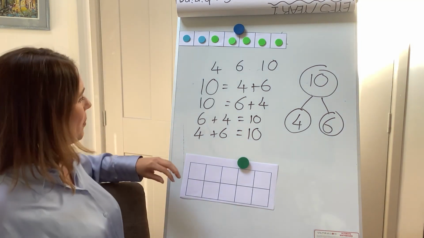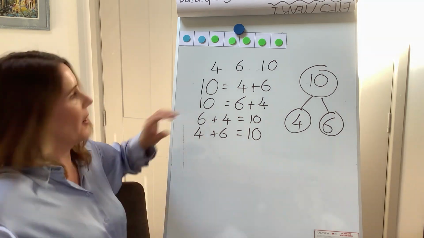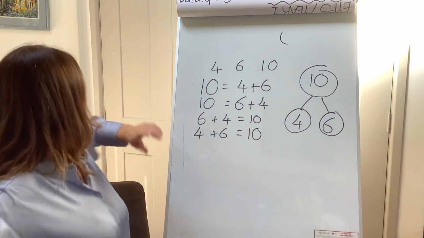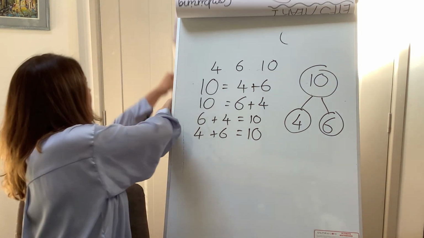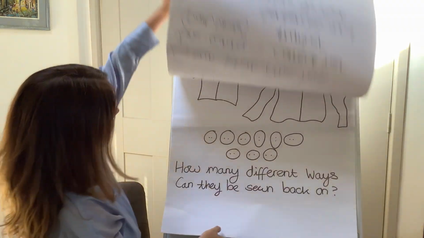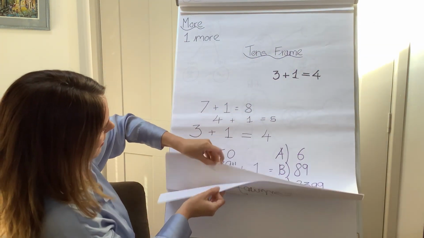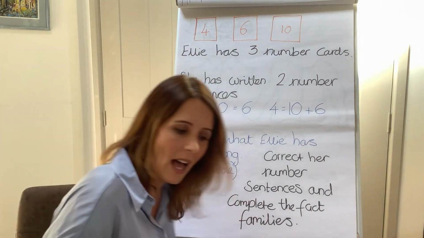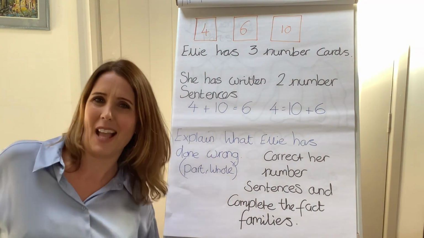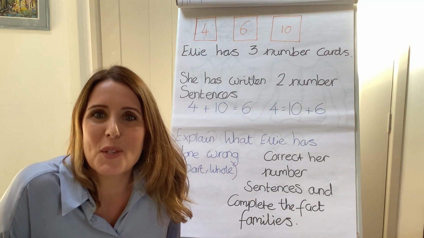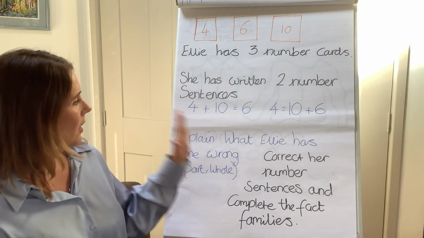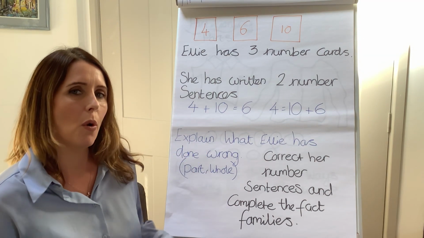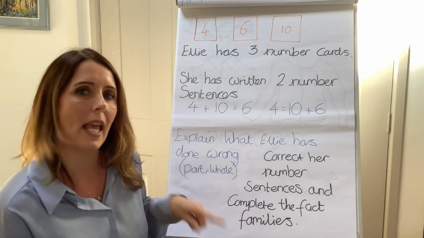Now, a little problem for you to solve about the fact families. Looking at using number bonds of 10, the question is, can these be done in any order? Does it matter? For our four facts in our fact family, does it matter what order they're in? So have a think about it here.